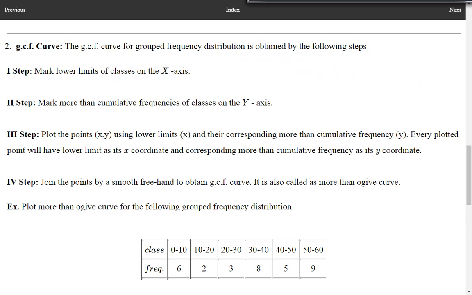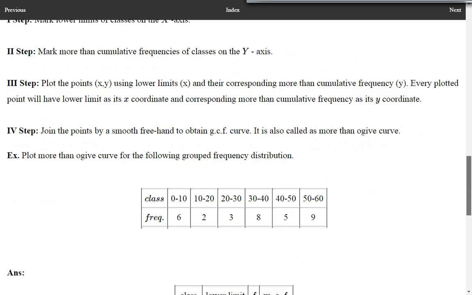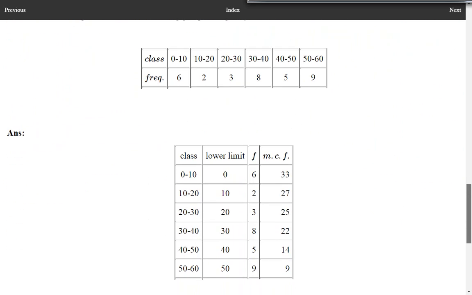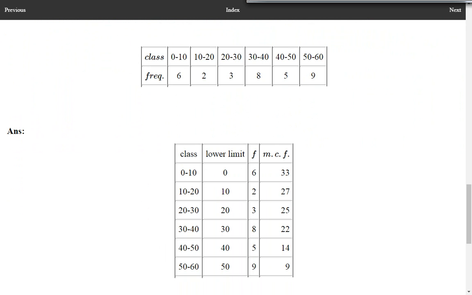Let us see an example of this GCF curve. To obtain the GCF curve for this group frequency distribution, which consists of classes and frequencies, on the x-axis we have to take lower limits. So what are the lower limits for this? 0, 10, 20, 30, 40 and 50.